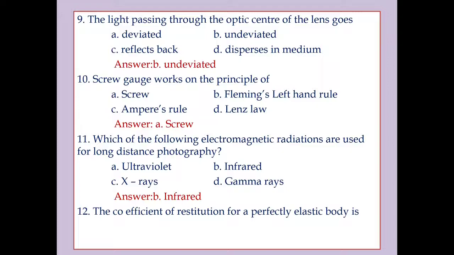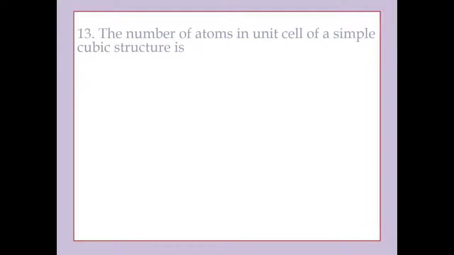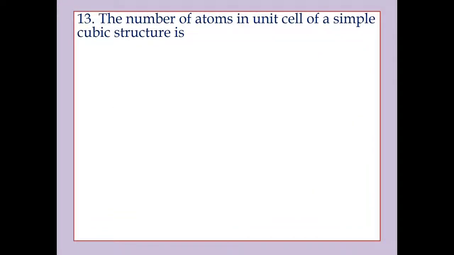The coefficient of restitution for a perfectly elastic body is A is equal to 1. The number of atoms in the unit cell of a simple cubic structure is 1.